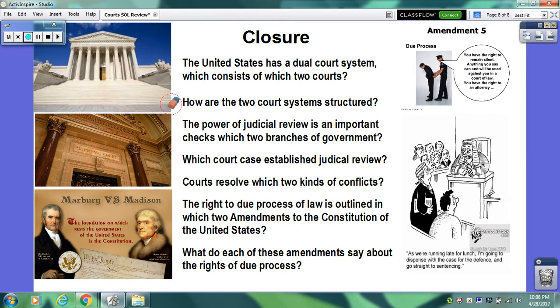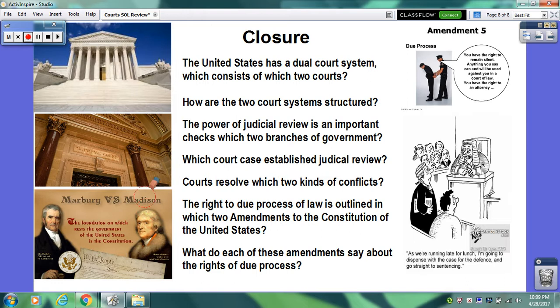The power of judicial review is an important check on which two branches of government? On the national level, it's going to check the executive branch and the legislative branch. And the court case to establish this judicial review is Marbury versus Madison. An important thing to remember is that the Supreme Court likes M&Ms. They like Marbury versus Madison because that establishes that the supreme law of the land is the Constitution.